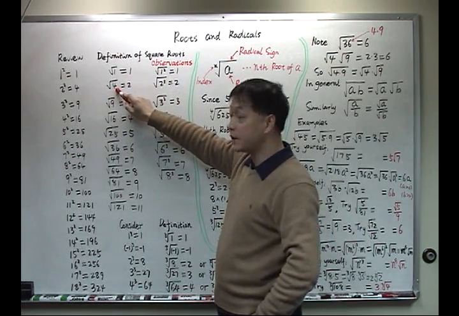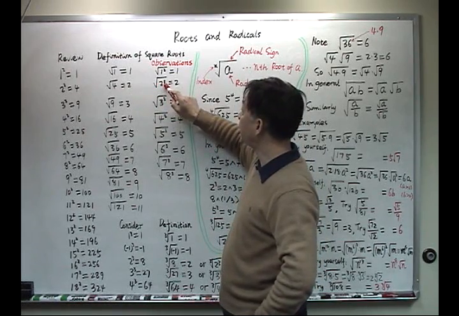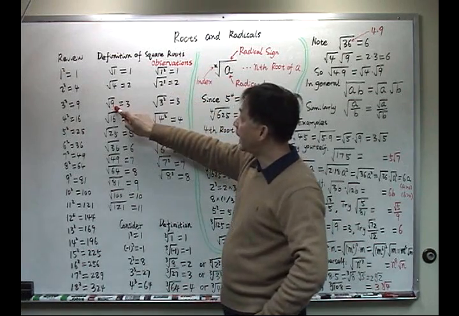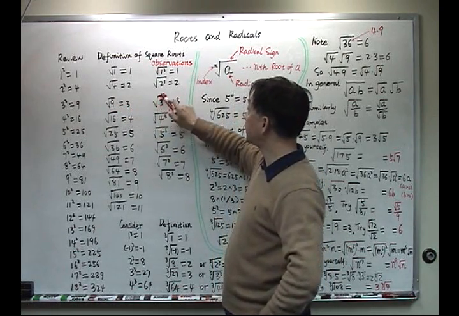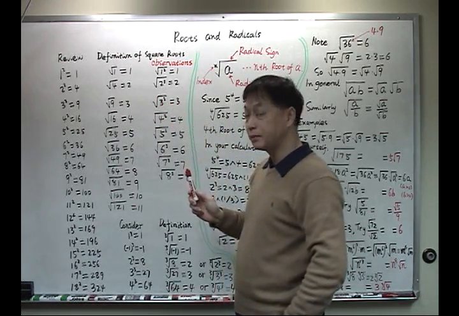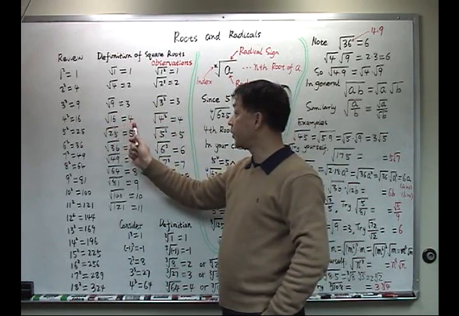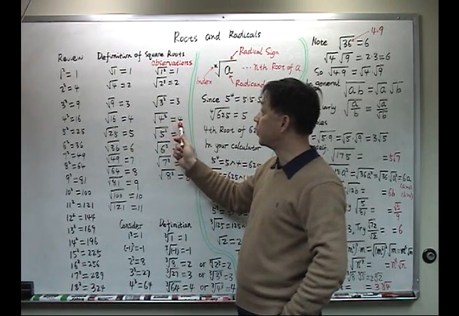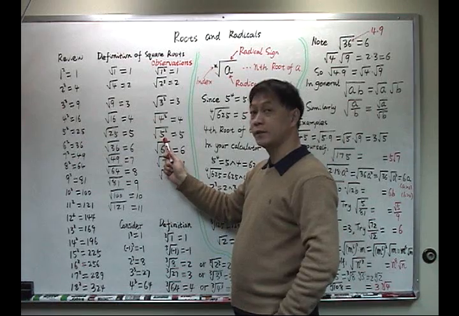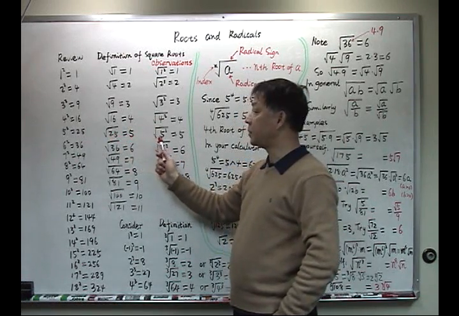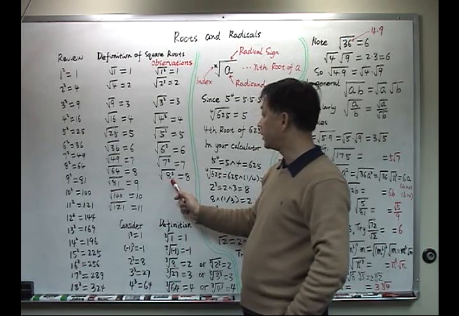Now 4 can be written as 2 squared. So this tells us radical 2 squared is still 2. 9 is 3 squared, so radical 9 is 3, and it is radical 3 squared is 3. 16 is 4 squared, so radical 16 is 4, can be written as radical 4 squared is 4. 25 is 5 squared, so radical 25 is 5, can be written as radical 5 squared is 5. Similarly, radical 8 squared is 8.